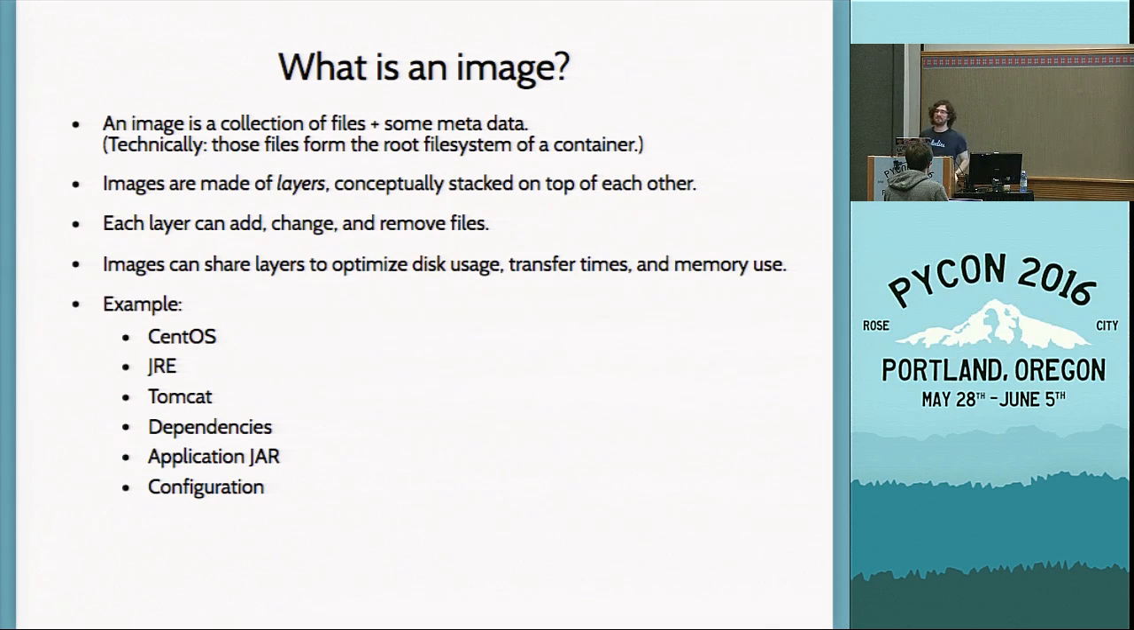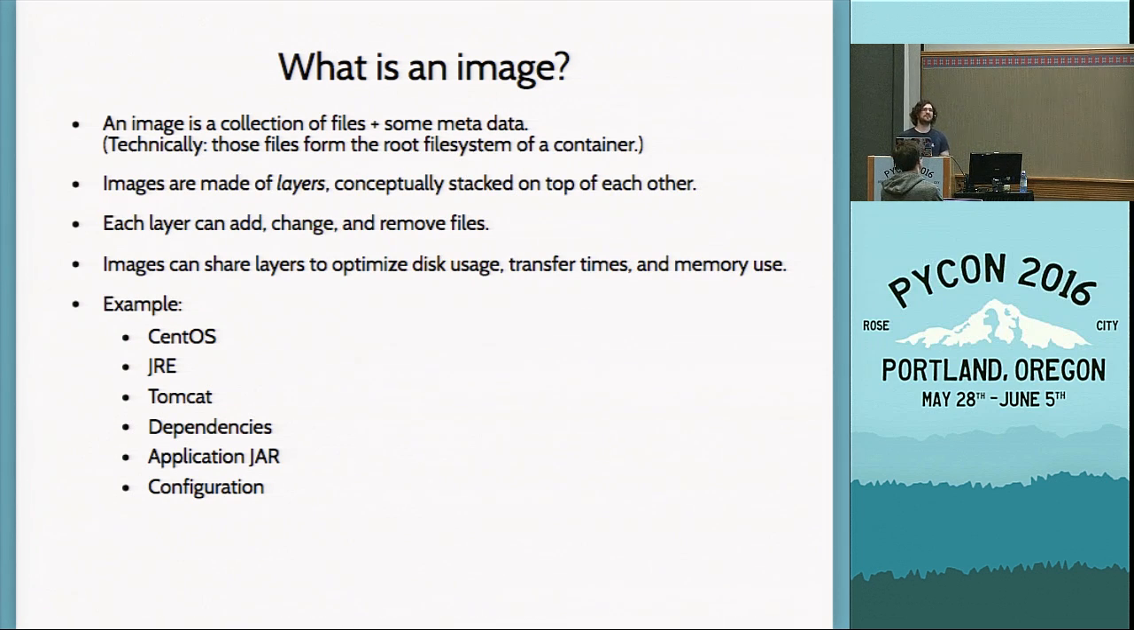So technically, an image is a collection of files and some metadata. Those files are nothing else than the root file system of the container. If you've done some sysadmin things, if you want to create a base image, you could make a tarball of the full file system of a server, and then you could import that into Docker. That would work. That's how you create base images.